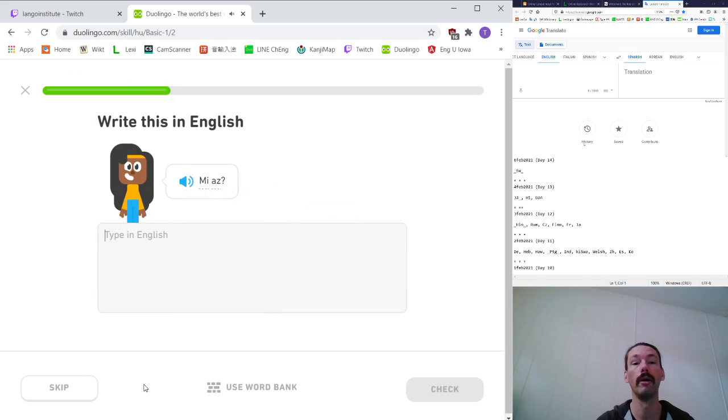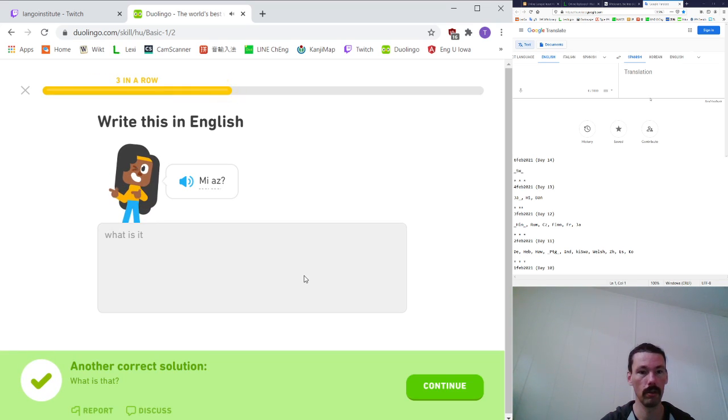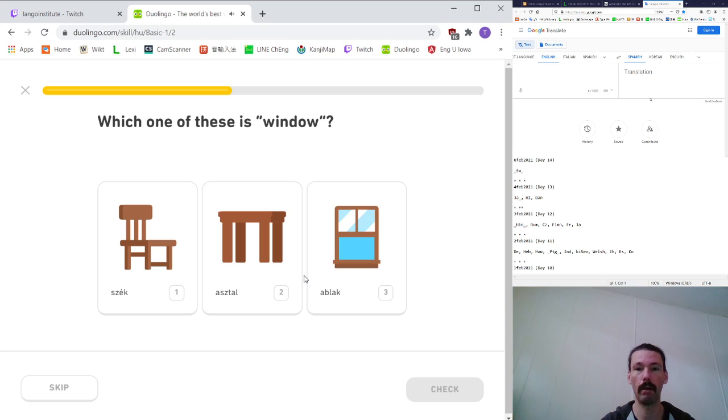Mi az? Me as. As means the. Az. Huh. That. Okay, it's a pointing word. Mi. What? That. Az. What is it? No word for is in this case, it seems. What is that? Window. Ablak.